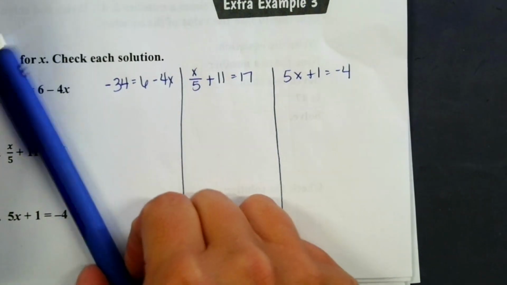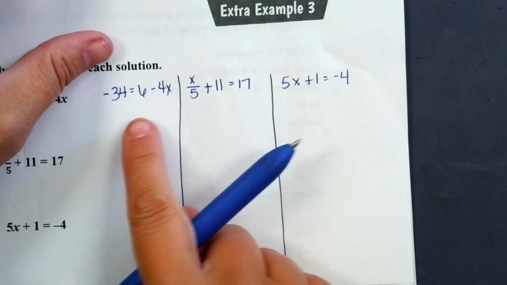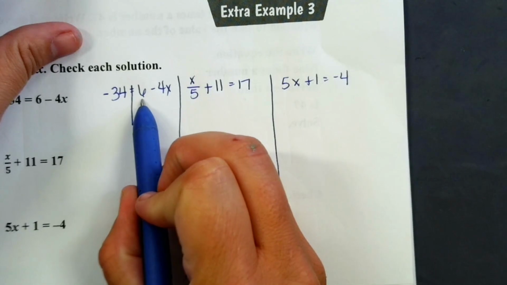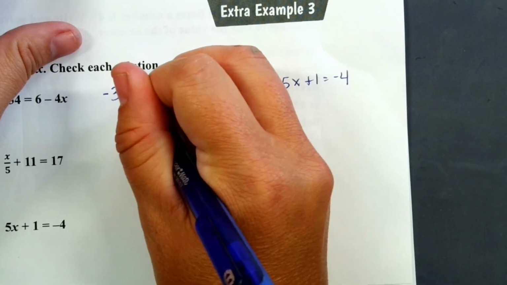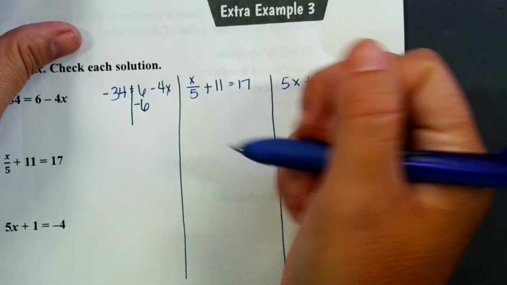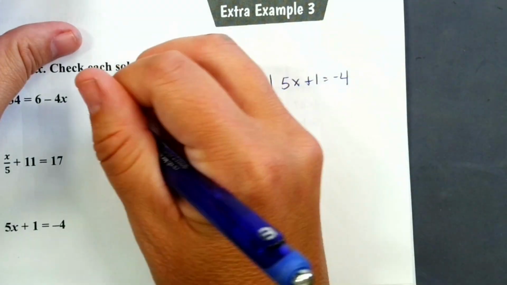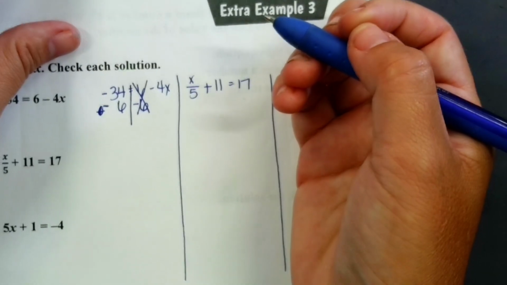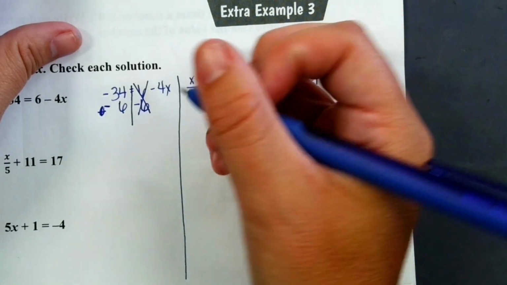Ladies and gentlemen, I'm going to draw your attention back up here. Okay, here we go. We're going to start with this one. I'm going to draw my line down the middle. This is a positive 6, so how am I going to get rid of it? Minus 6. Inverse operations do what? Cancel. Whatever I do to one side, minus 6, negative 34, take away 6 more, negative 40.